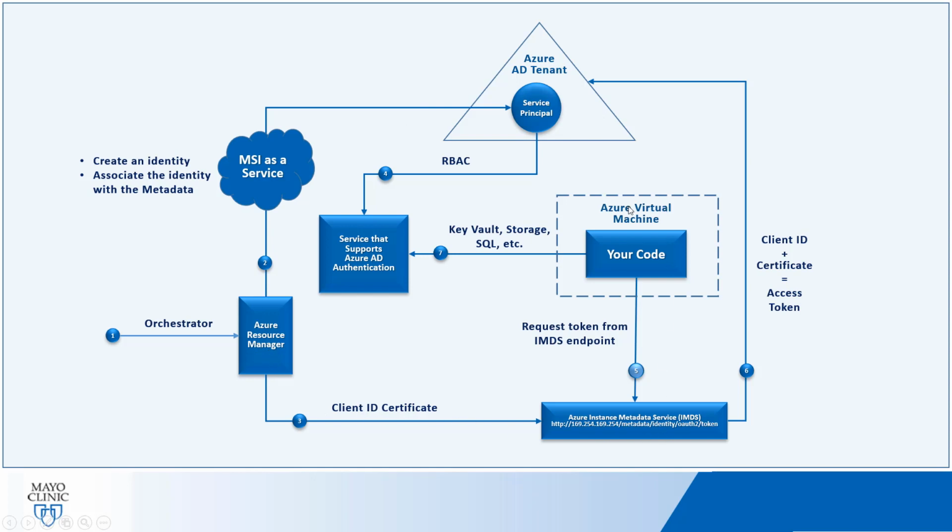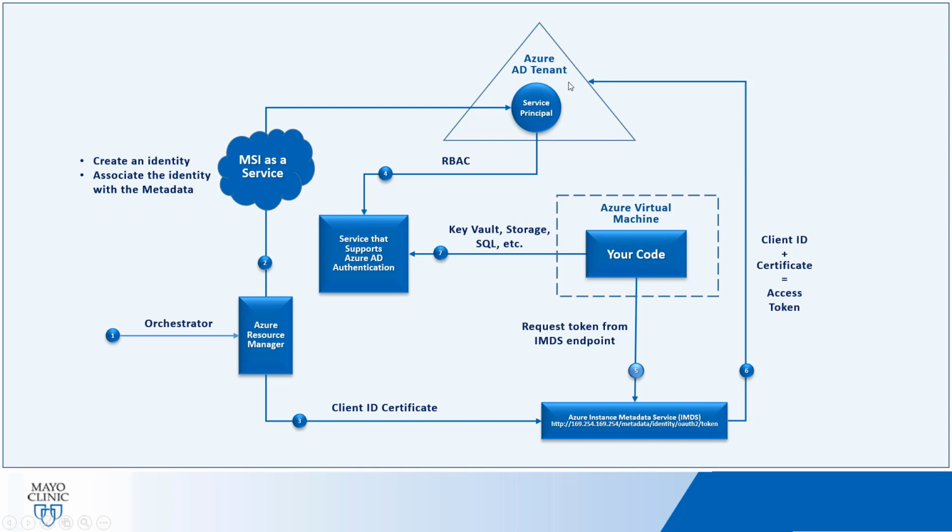The VM, having the identity now with the appropriate access, or even doesn't even need the access at this point, is going to request a token from Azure Instance Metadata Service. There are various endpoints on this. One of them is identity, could be storage, could be network. It's saying, give me a token.